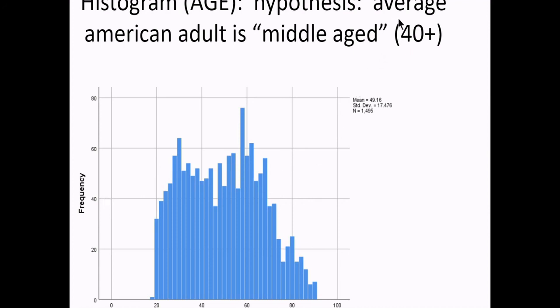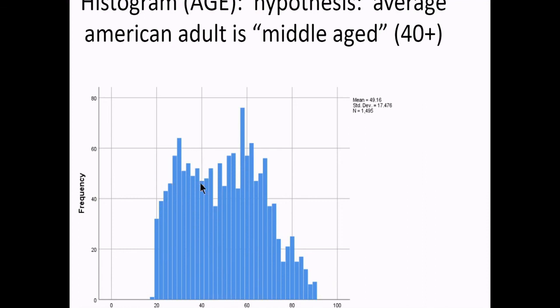We have a hypothesis here. The average American adult is middle-aged, okay? And when you produce a histogram, which looks an awful lot like a bar chart compressed together, it'll simply show you what the shape looks like, or the distribution across the age range of 18 to 89 plus. It'll give you a sense as to where the bulk and the peaks are of the population.